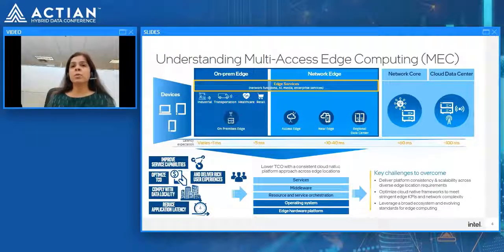It also opens the door for defining new KPIs or key performance indicators, as you can see on the left, like improved service capabilities, reducing the application latency to deliver richer user experiences. Some of the use cases also demand compliance with data locality or data sovereignty rules, in which case the data is conserved wherever it is instead of moving it across the network, thereby reducing the bandwidth consumption as well.